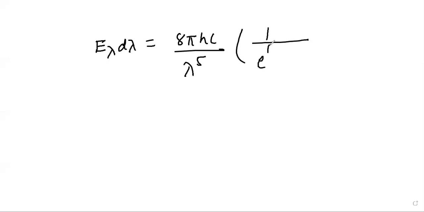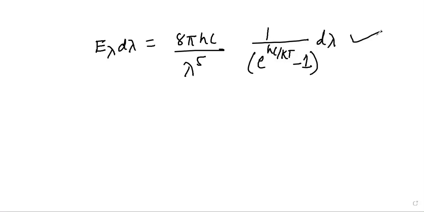Finally we can rewrite in terms of lambda: E lambda d lambda is equal to 8 pi hc divided by lambda to the power 5, multiplied by 1 by e to the power hc by lambda kt minus 1, and then d lambda.